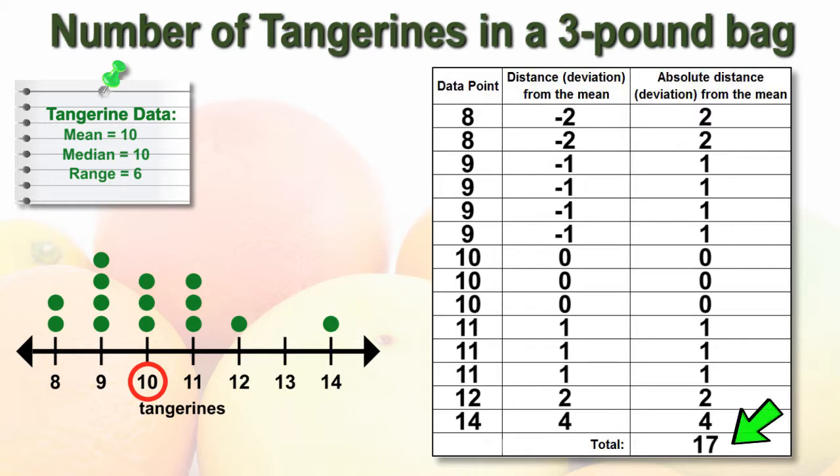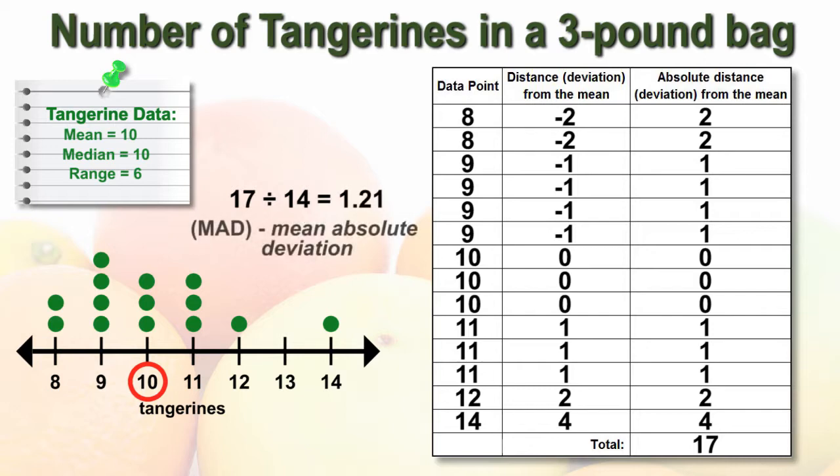This equals 17. Then divide 17 by the total number of numbers in the absolute distance column. There are 14 numbers. For this problem, we will round this large decimal number to 2 decimal places. This equals 1 21/100. 1 21/100 is the MAD, or mean absolute deviation. The mean absolute deviation tells us that the data set does not have a large spread and has little variation in the number of tangerines in a bag.